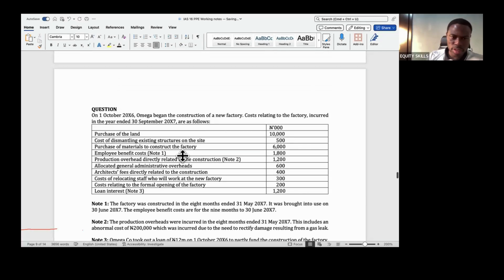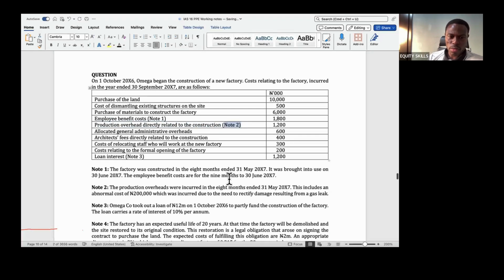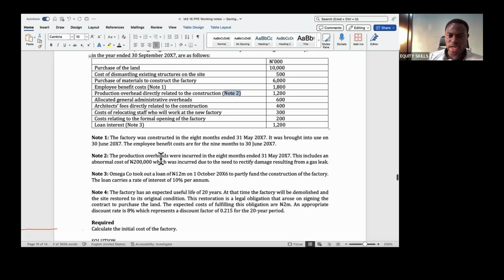Okay. The next one is production overhead, directly related to construction. There's a note to that, note 2. It says production overheads were incurred in the 8 months ended 31st March 2007. This includes an abnormal cost of 200, which was incurred due to the need to rectify damage resulting from a gas leak.